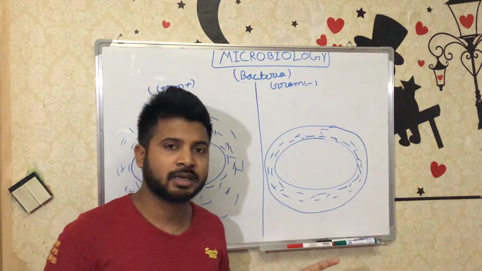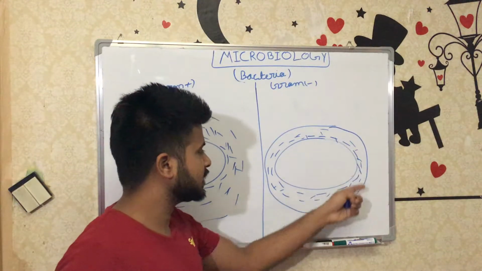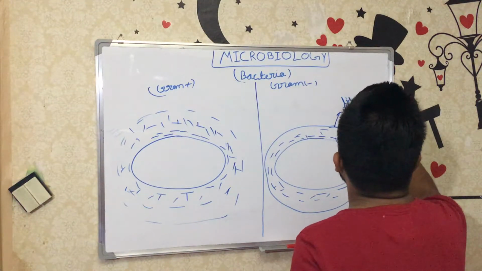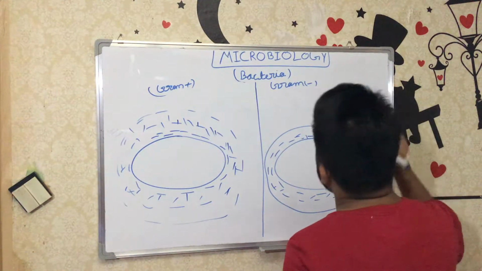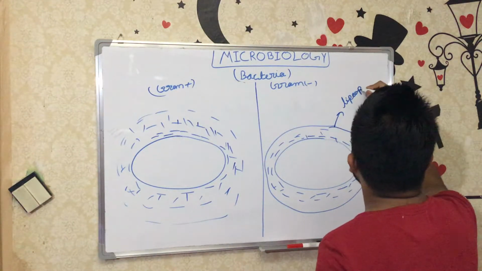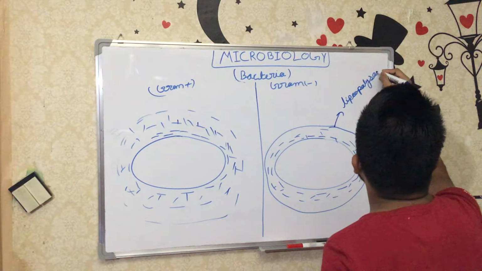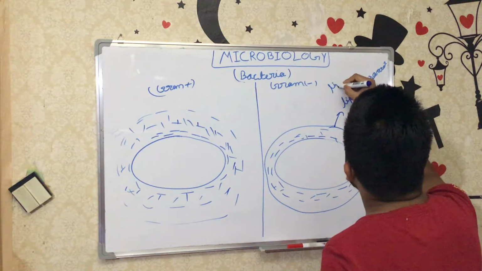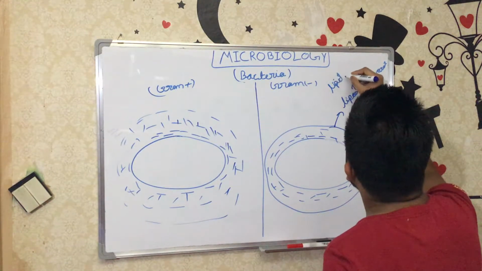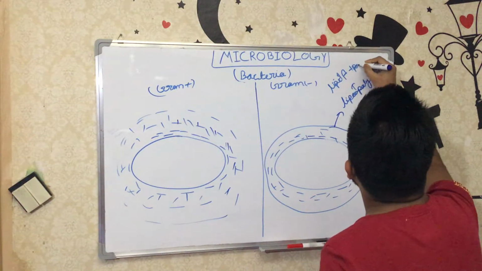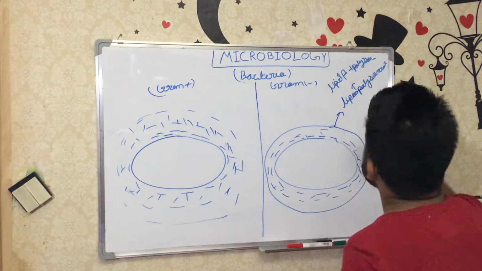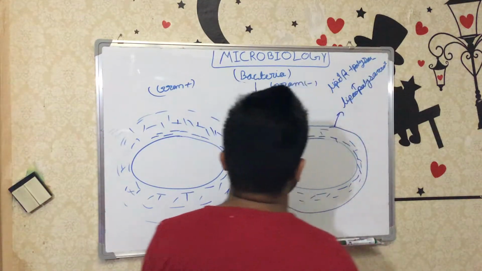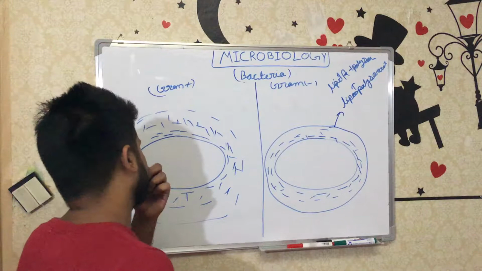But a gram negative bacteria has a special protection, that is the additional cell wall, which is made of lipid and polysaccharide. So the name is lipopolysaccharide. It's made by lipid A and polysaccharide, meaning many saccharides. So lipid A and polysaccharide. That is the main difference between gram negative and gram positive bacteria.